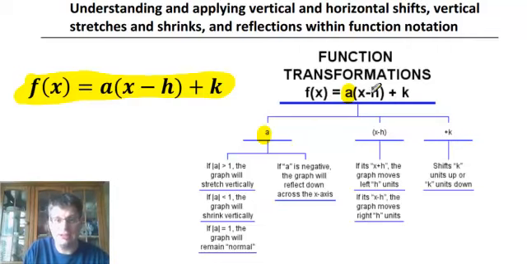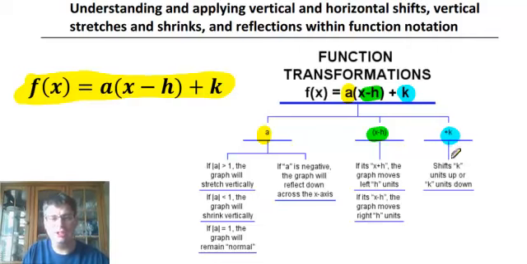Now the quantity x minus h, if it's x plus h, that means that h is a negative number and the graph is going to move left h units. If it's x minus h, then it's going to move to the right because h is a positive number. So then finally, k is our vertical shift, so basically we're going to shift up or down k units. So that's the general rule for function transformations.